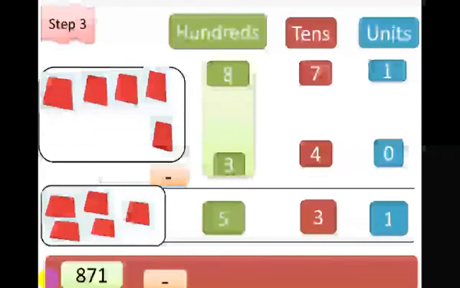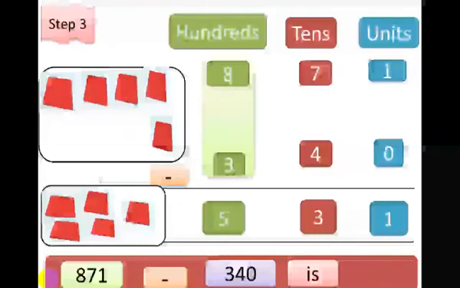871 minus 340 equals 531. Find the difference between 5,678 and 2,264. Remember, the word difference means minus.